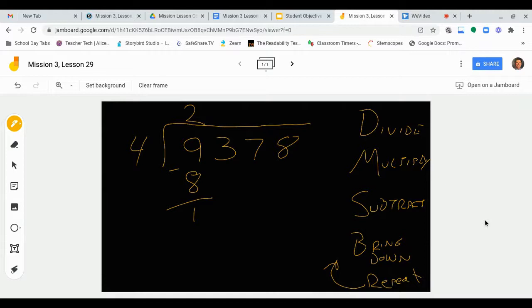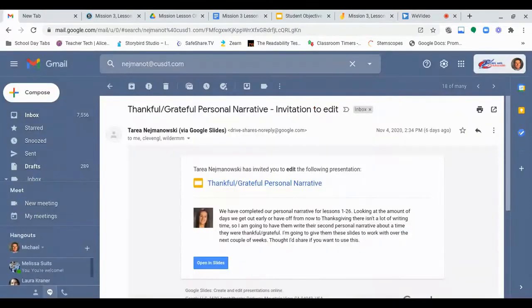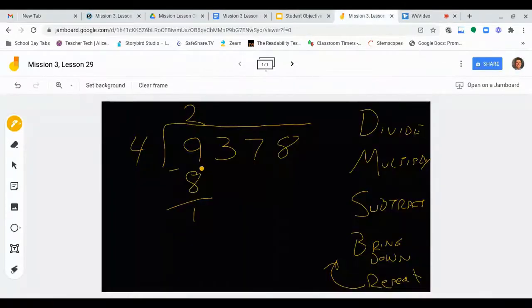I bring down. So what do I bring down here? Well, I bring down my next place value. And my next place value here is my hundreds. So I just bring down the 3. Notice I had that one remainder, and now I bring down the 3. I don't bring down the 3, 7, and 8. I just bring down the next one, which in this case is the 3. And notice I draw my arrow, so I keep track in my head that I did bring it down. Okay. And now I repeat.